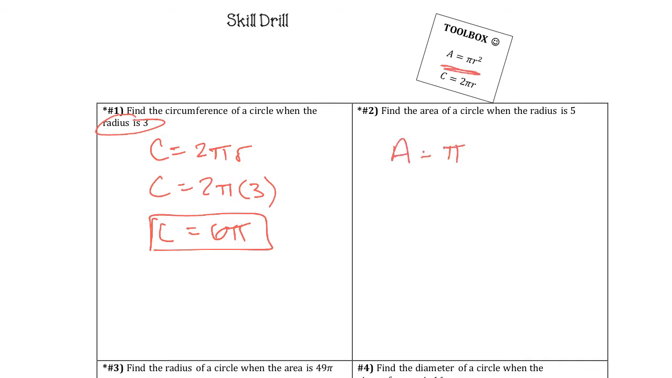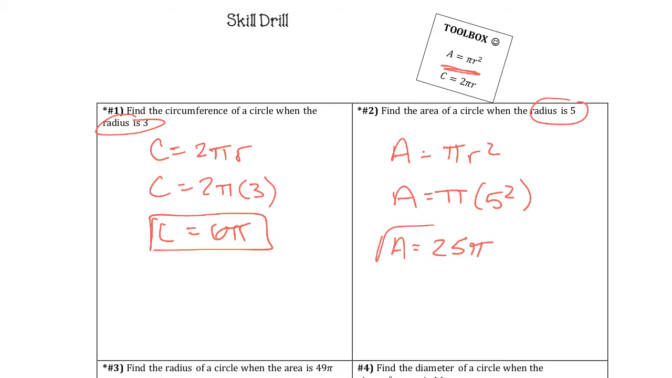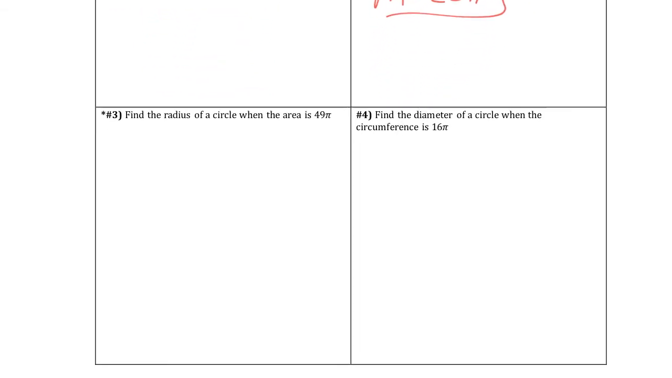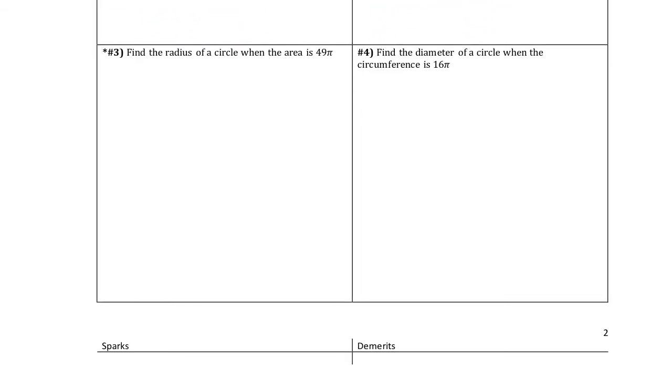Area. Area is pi r squared. And my radius is 5. So I get area equals 25 pi. Done. All right, we're going to try the next two. Now these are a little more challenging. So try these two problems. When you're done, press play.